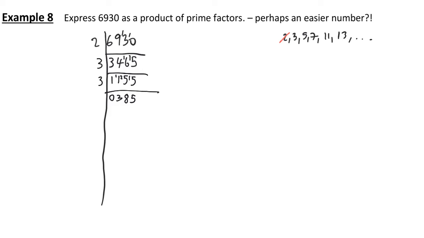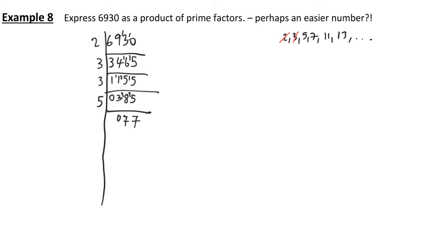Let's see about 385. So 3 and 8 is 11. 11 plus 5 is 16. 16 is not divisible by 3, so we've exhausted our 3's. So then we need to go to 5. Let's divide 385 by 5. 5 into 3 doesn't go, so 0 and carry 3. 5 into 38 goes 7 times with 3 left over, and 5 into 35 goes 7 times.